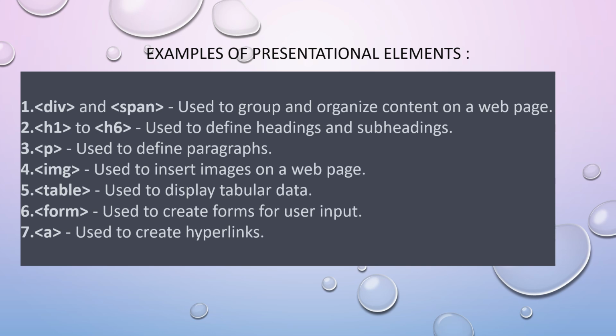IMG is used to insert images on a web page. Table: if we want the content or output in tabular data, then we should use the table tag. Form is used to create forms for user input. A is used to create hyperlinks. If we want to create a hyperlink, then we should use the presentational element A.